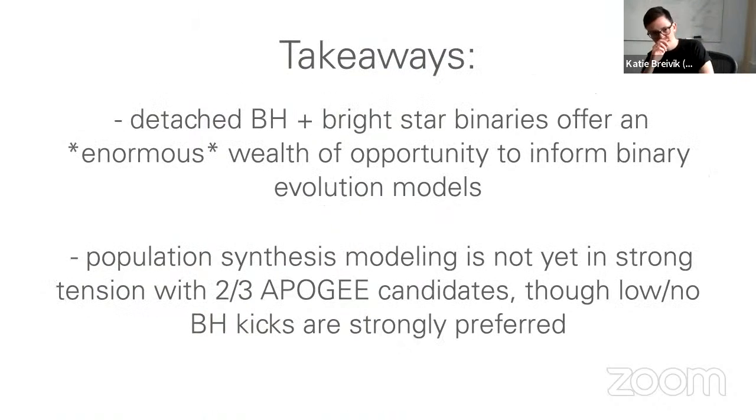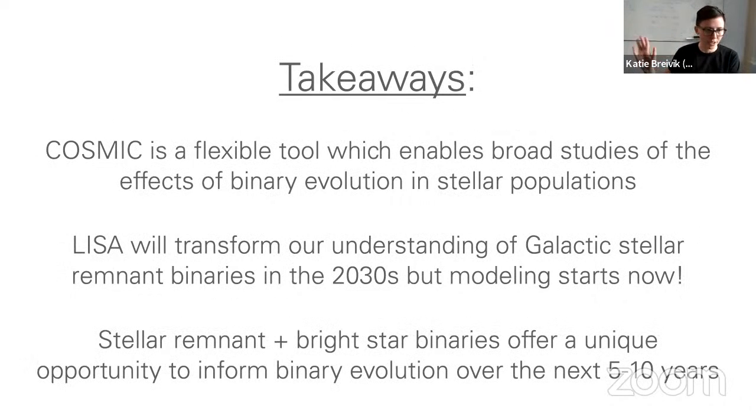The takeaways that I want you to take away, just in this one small foray into this study, is that this population offers a fantastically enormous wealth of opportunity to inform binary evolution models. And that's because we're getting to the binaries where there are more of them, and you can study them in great detail. The other thing to take away is that at present, we really favor basically no black hole kicks, but we aren't totally in tension with APOGEE yet. And I guess I'll just leave the takeaways here for now, and then we can just talk questions for the rest of the time.